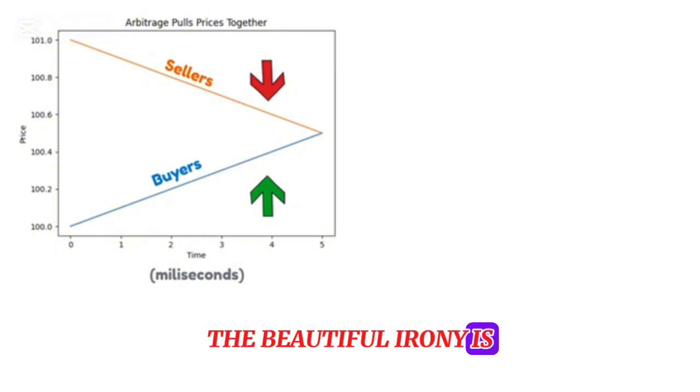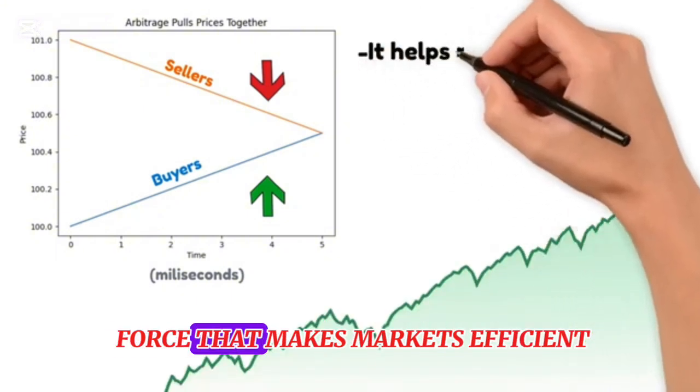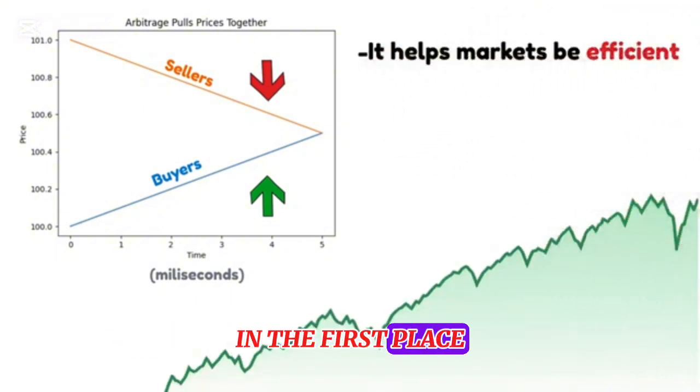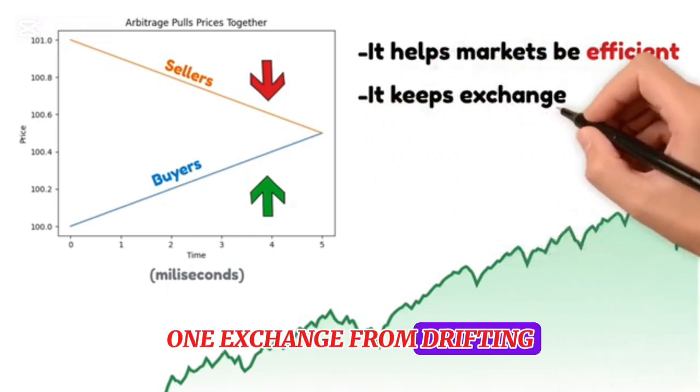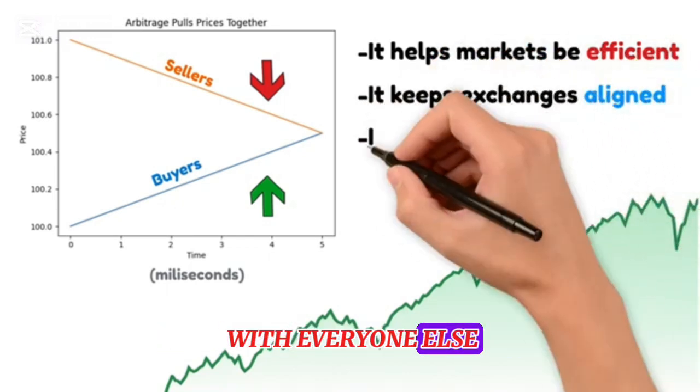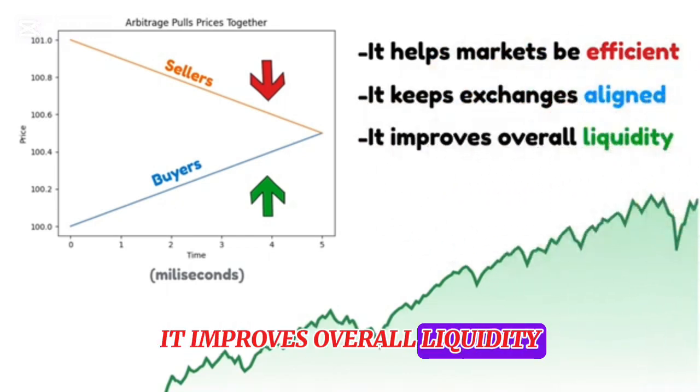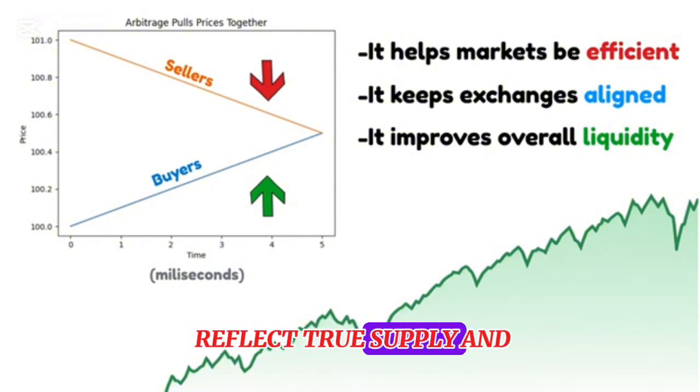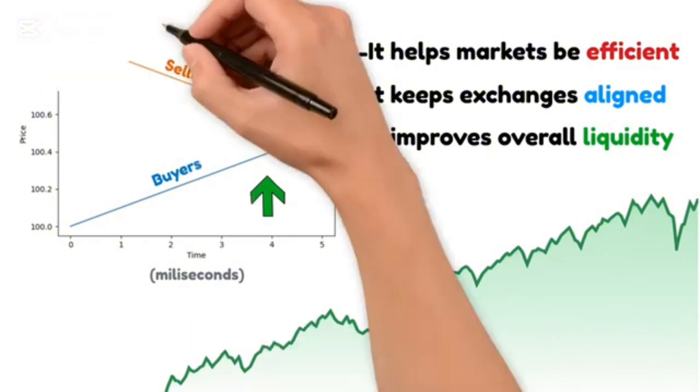The beautiful irony is that arbitrage traders are the main force that makes markets efficient in the first place. It prevents one exchange from drifting way out of line with everyone else. It improves overall liquidity. It forces prices to reflect true supply and demand more accurately.